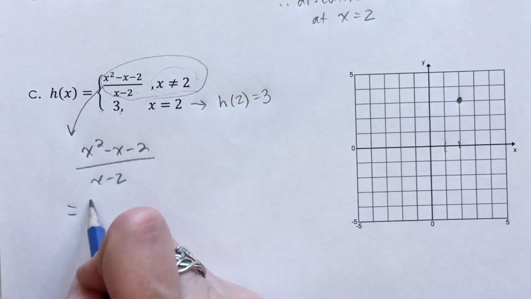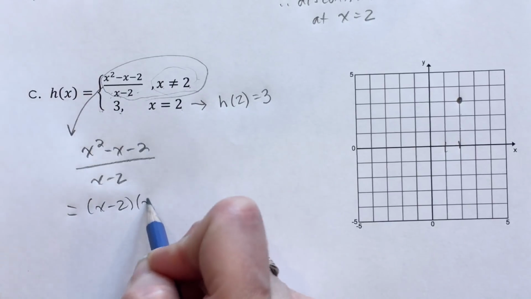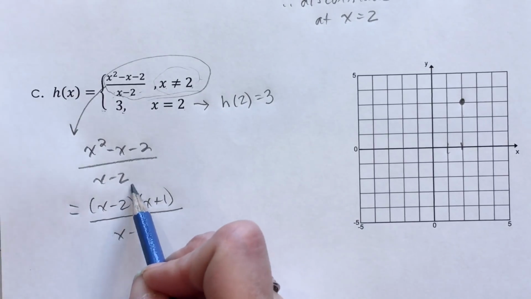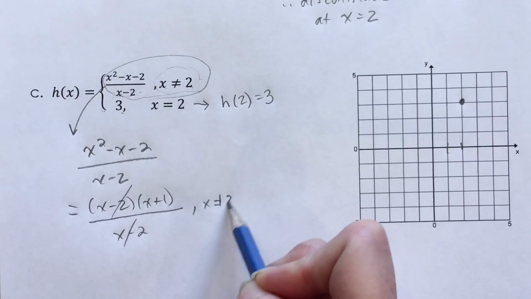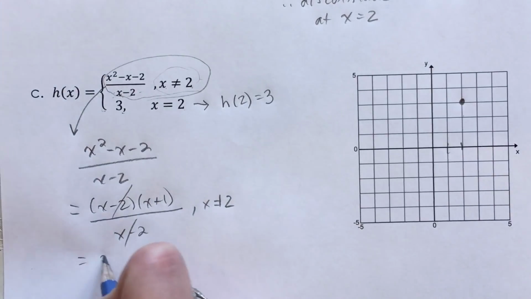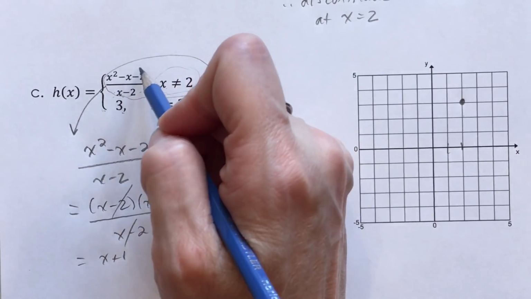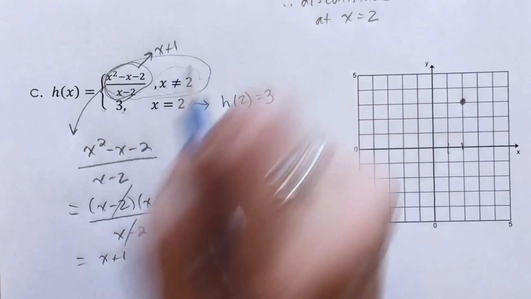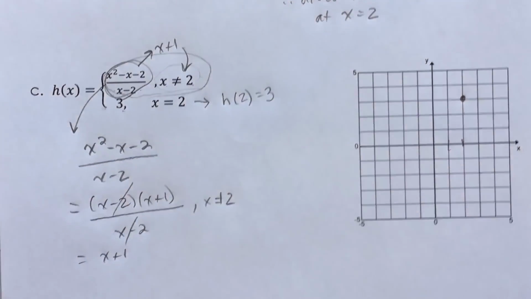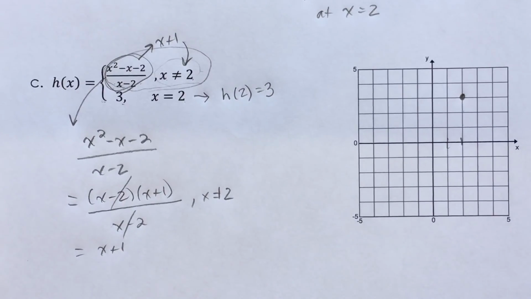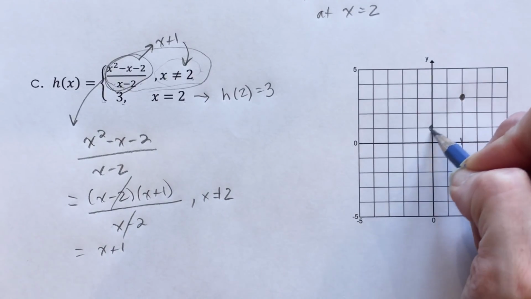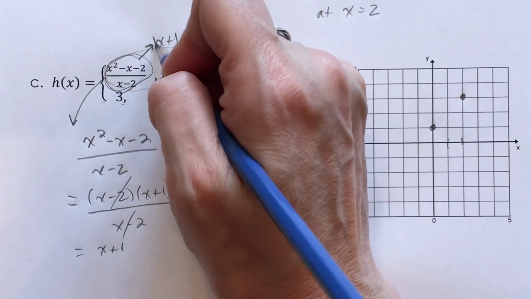And you can factor the numerator, it's a simple trinomial. And then these can divide out as long as x isn't 2, which is our restriction. So we can replace this with x plus 1, as long as this restriction x isn't 2 is in play. So what does y equals x plus 1, or h at x equals x plus 1, look like? It's a line with a y-intercept of 1 and also a slope of 1.